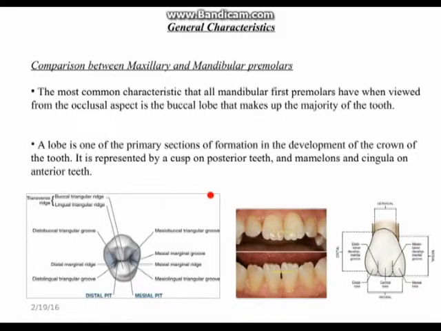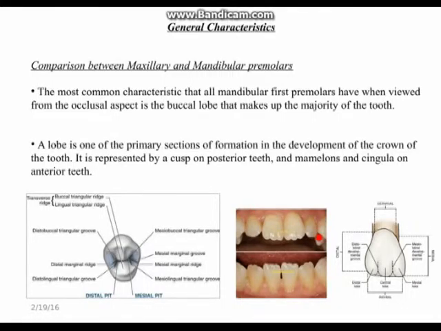A lobe is one of the primary sections. So what is a lobe? A lobe is one of the primary sections of formation in the development of the crown of the tooth. It is represented by cusps on posterior teeth, and mamelons on anterior teeth. So a lobe on posterior teeth is a cusp. On the anterior teeth, it's a mamelon.